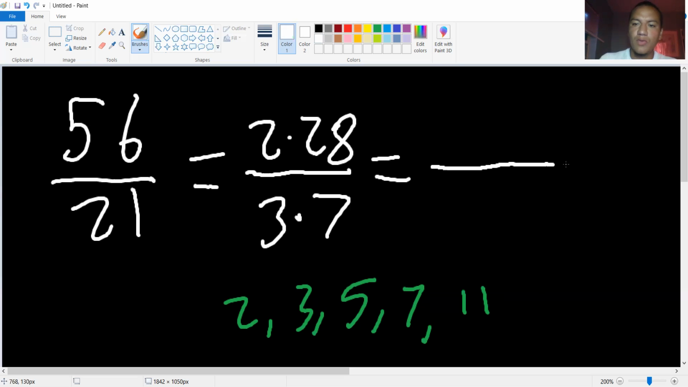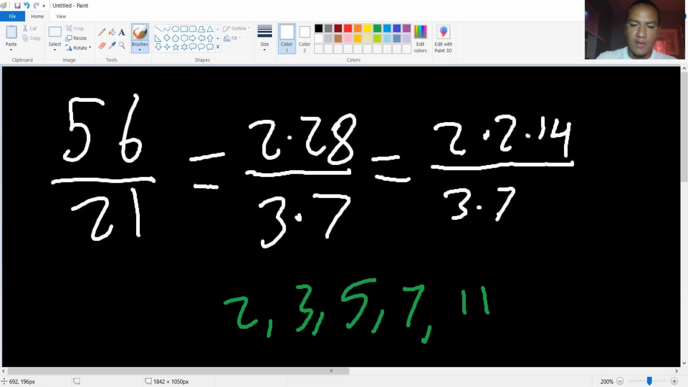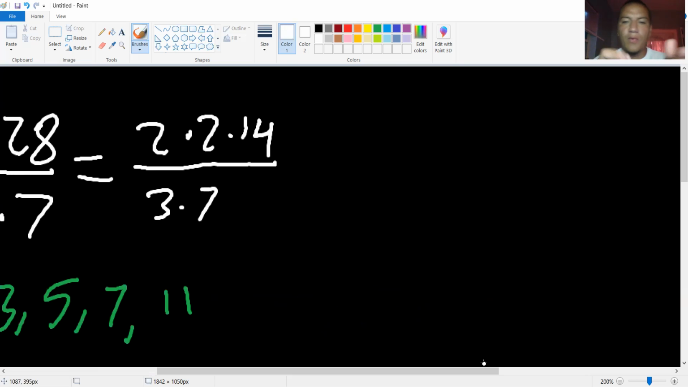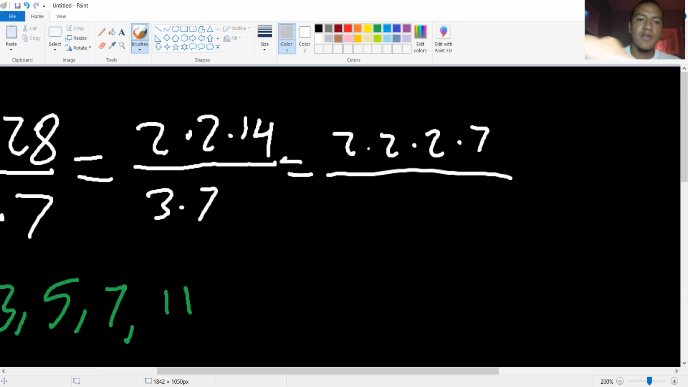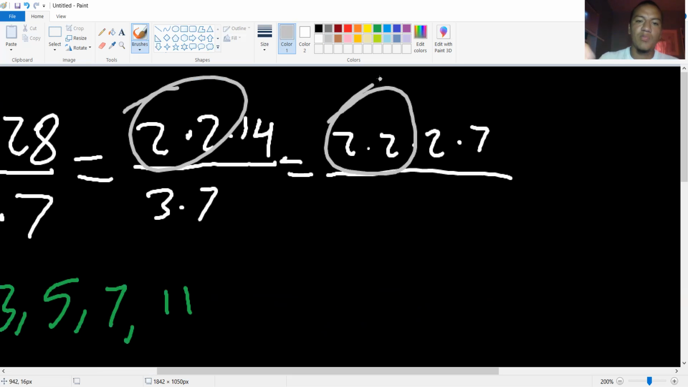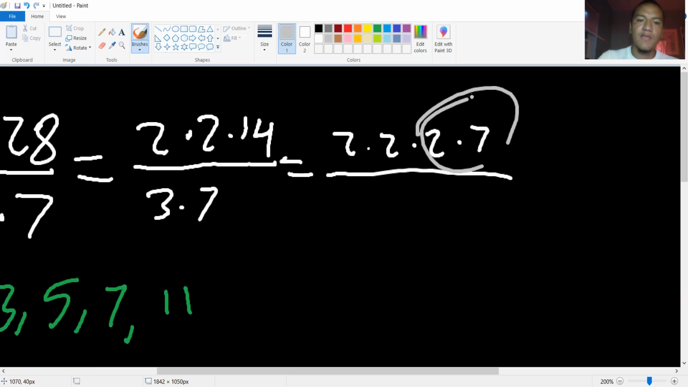28. We get 2 times 2 times 14. And the bottom can be simplified further, so we leave it as 3 times 7. But notice that 14 can still be broken down more into 2 times 2 times 2 times 7, right? These right here, I just carry them over, nothing else. And 14, that's that and that right there. And then on the bottom we have 3 times 7.